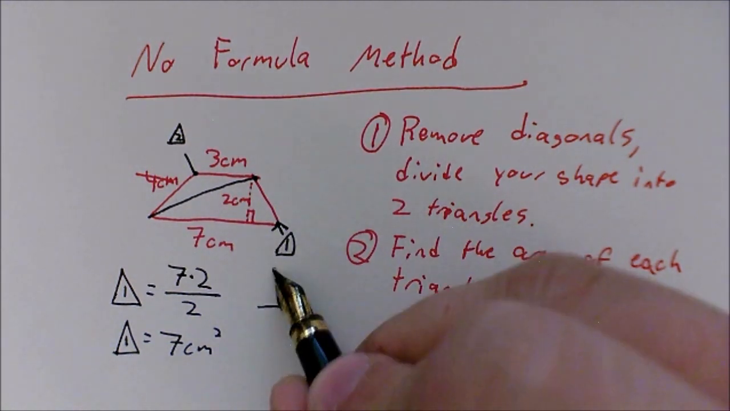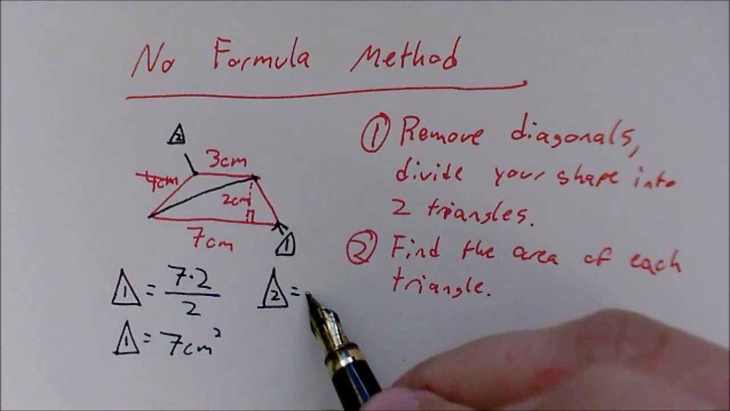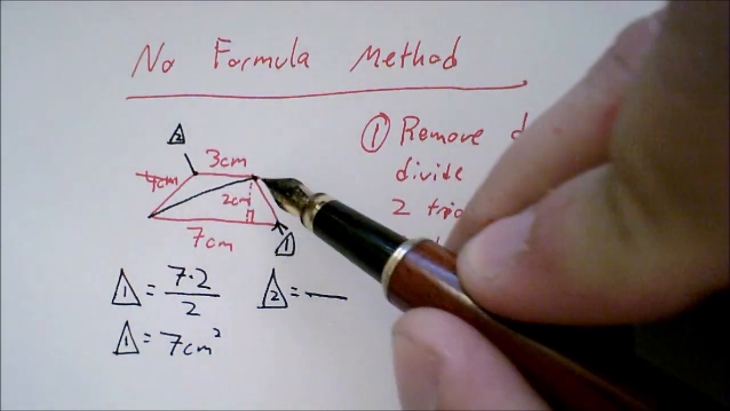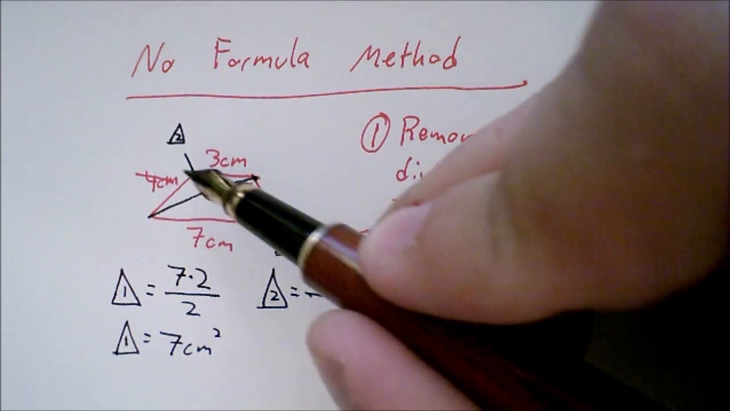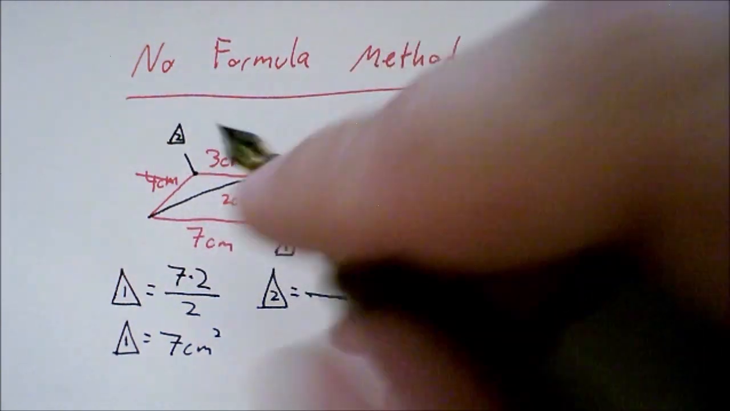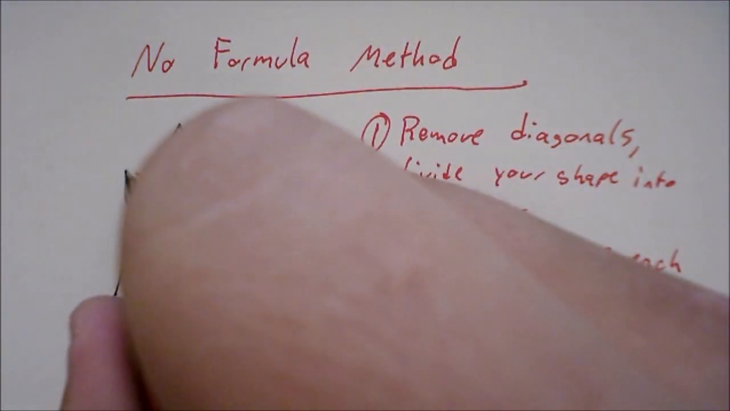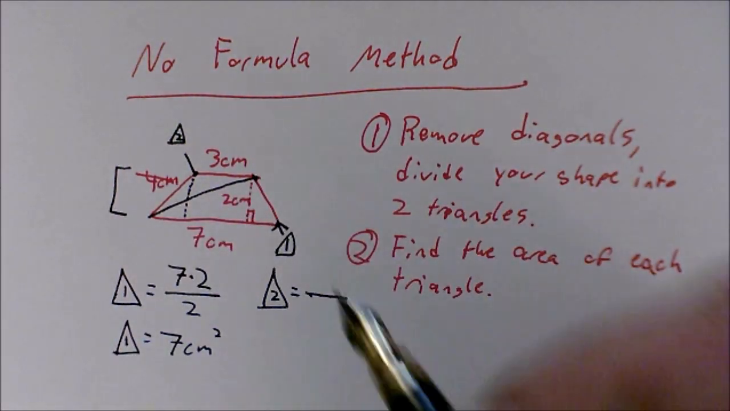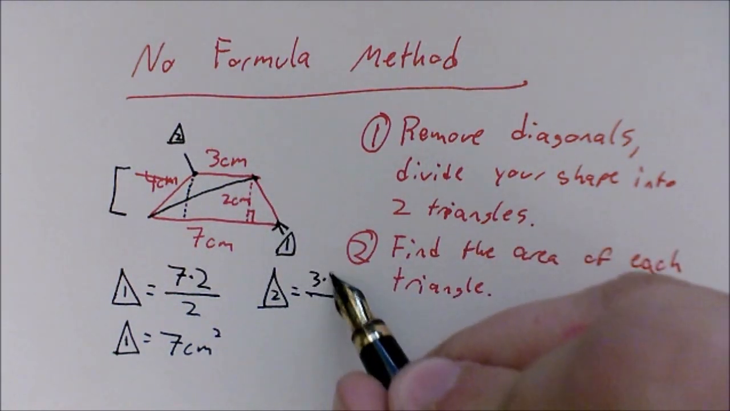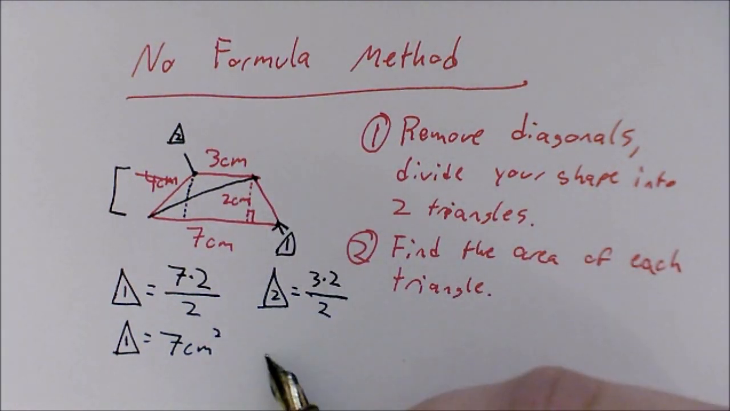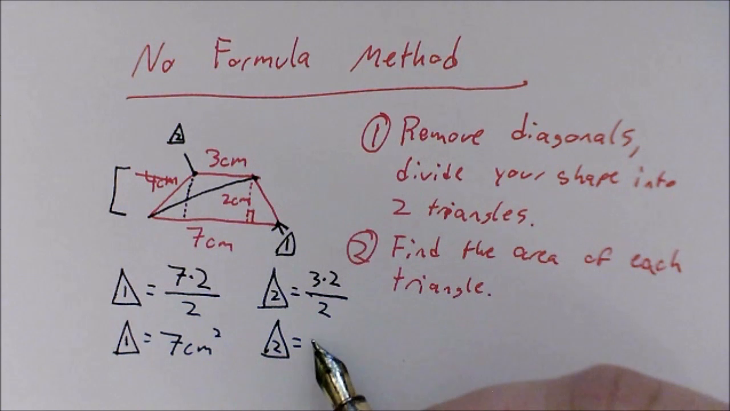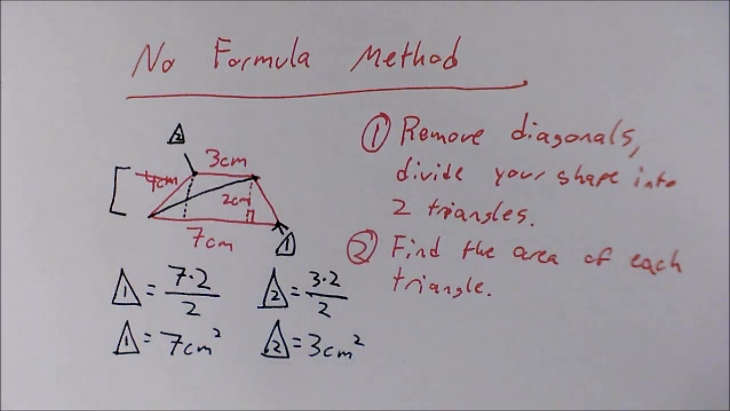For triangle 2, we will use the same formula, base times height divided by 2, except this triangle has a different sized base. The base of this triangle is only 3 centimeters, while the height, although it's a little difficult to see, will stretch from here all the way down. And that is the same as the height for our other triangle. They share a height. So, we will do 3 times 2 divided by 2. 3 times 2, of course, is going to be 6, and then 6 divided by 2 will give me an area of 3 centimeters squared.